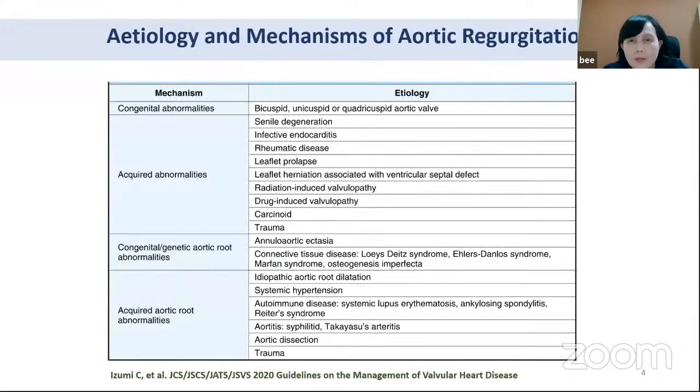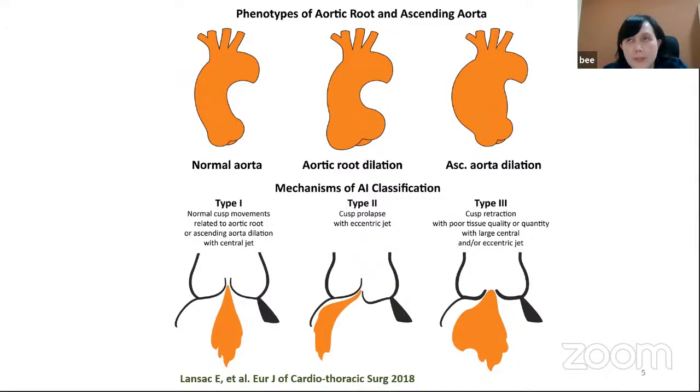Now, the etiology of the aortic regurgitation can be related to either a leaflet and or aortic root pathology that can be acquired or congenital in its origin. Aortic regurgitation can be associated with a degree of aortopathy in most instances. And so the assessment of the aortic root and ascending aorta is integral in the assessment of aortic regurgitation. Now, with the advent of aortic valve repair, understanding the mechanisms of aortic regurgitation is important. And broadly speaking, there are three types of aortic regurgitation, with type 1 and type 2 being more amenable to successful aortic valve repair.